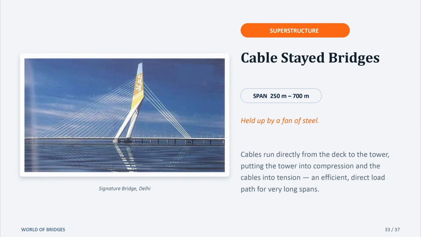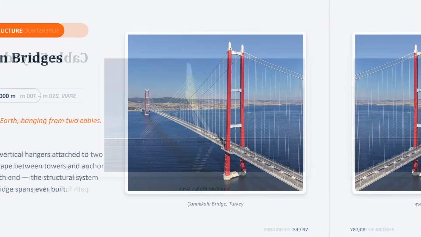Cable-stayed bridges. Now the big leagues. Cable-stayed bridges range from 250 to 700 meters. Cables run directly from deck to tower, putting the tower into compression and the cables in tension. That efficient direct load path is what lets these structures cover enormous distances with relatively little material. This is the Signature Bridge in Delhi, constructed by Gamma.